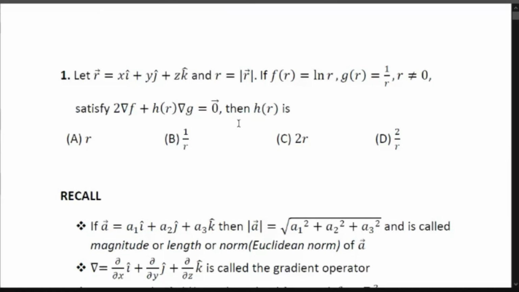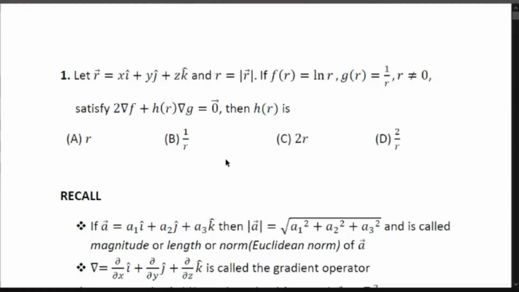So that's the question. Once again, r is given as the vector xi plus yj plus zk, and simply r denotes the modulus of the r vector. There are two functions defined: f of r is log r and g of r is 1 by r, for r not equal to 0. And it is given that those two functions satisfy 2 times del f plus h of r times del g is equal to the 0 vector. Then what is the function h of r here? That is the question.